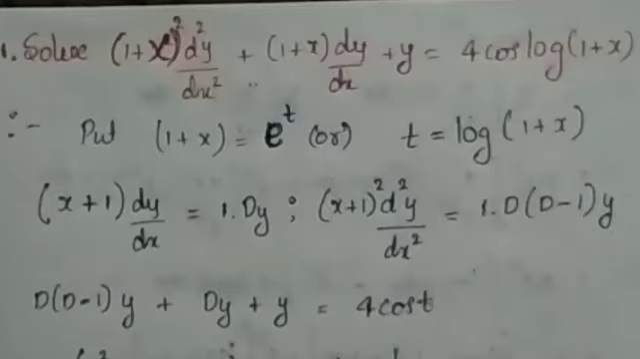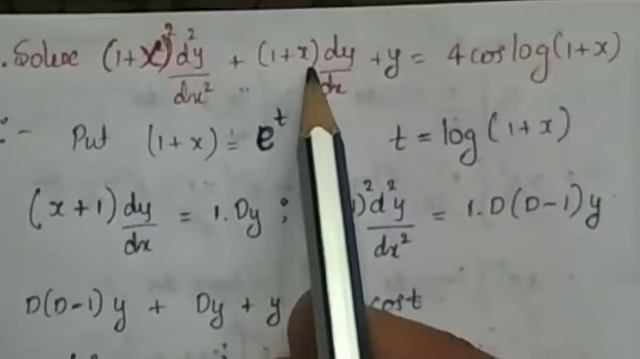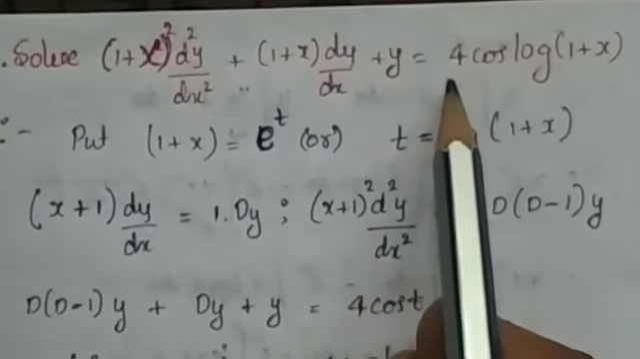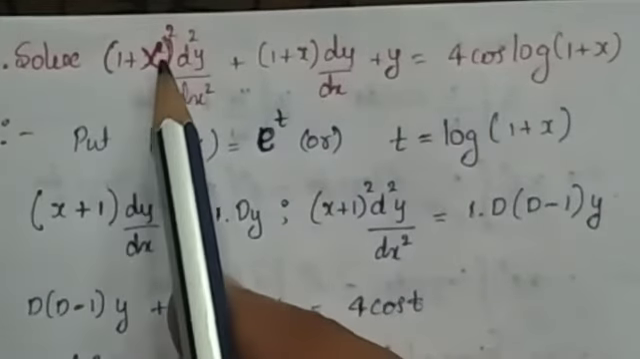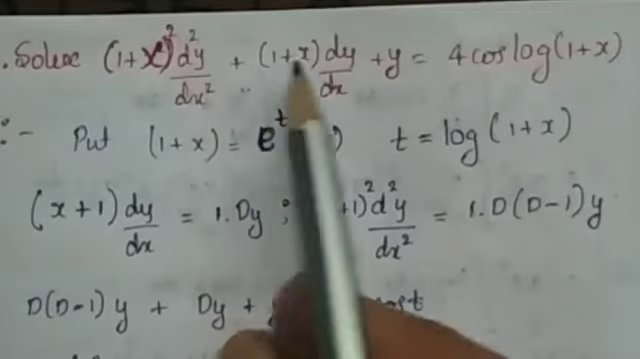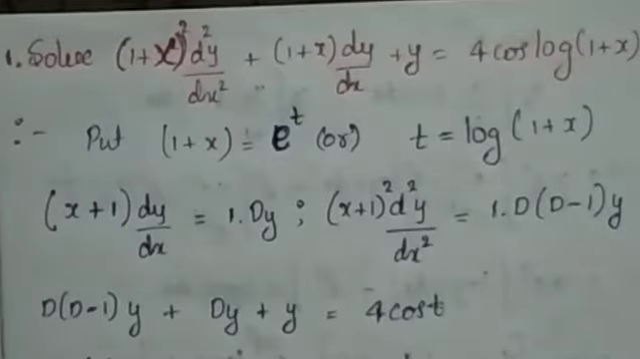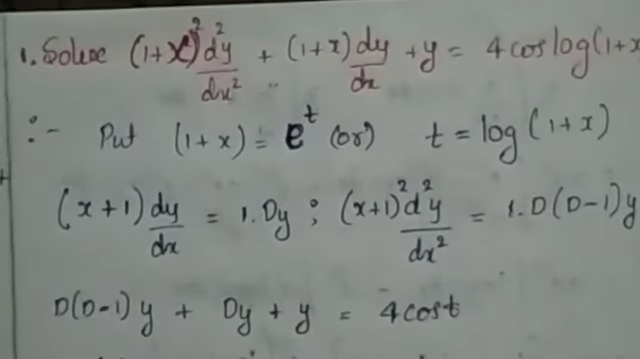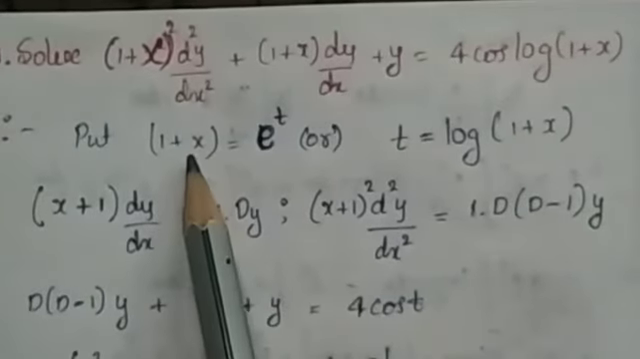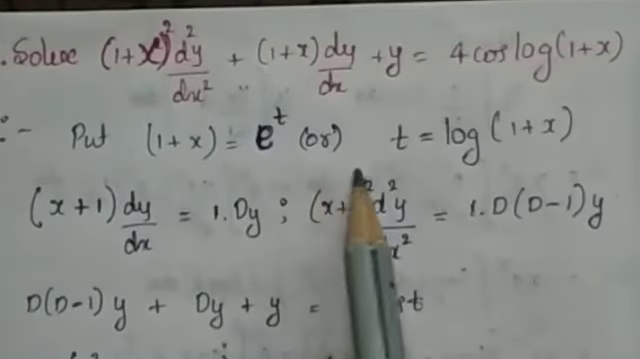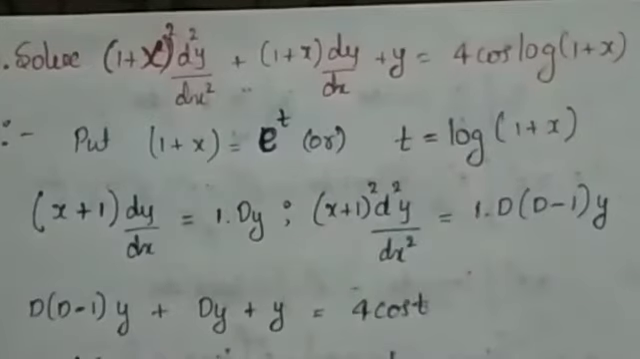Problem number 1: solve (1+x)^2 d^2y/dx^2 + (1+x) dy/dx + y = 4 cos(log(1+x)). It is of the form (ax+b)^2 d^2y/dx^2 + (ax+b) dy/dx + y = 4 cos(log(1+x)). This is the Legendre differential equation. So you put 1+x = e^t, or t = log(1+x), to solve the Legendre differential equation.